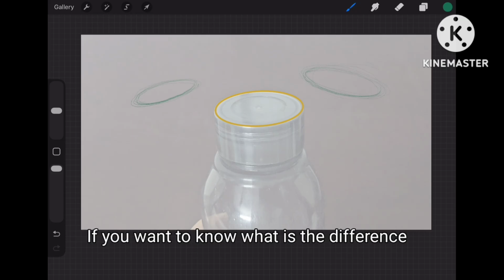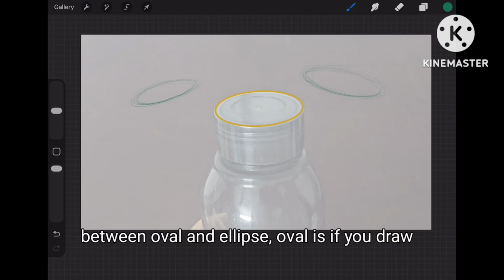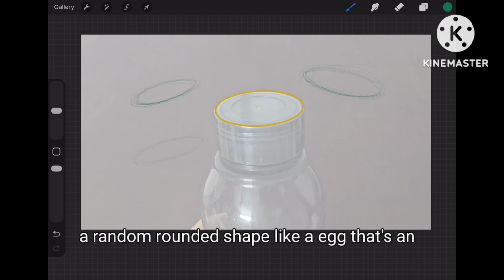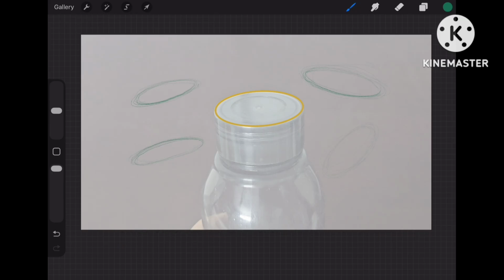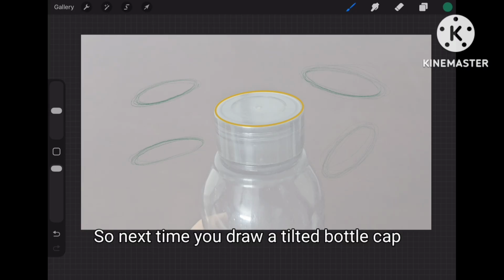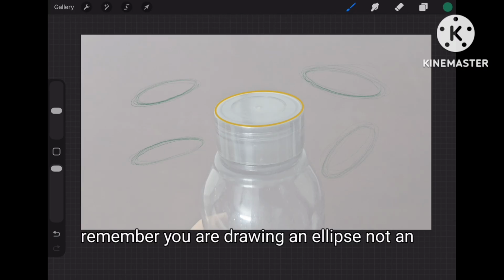If you want to know the difference between an oval and an ellipse: if you draw a random rounded shape like an egg, that's an oval. And if you draw a bottle cap seen from an angle, that's an ellipse. So next time you draw a tilted bottle cap, remember you are drawing an ellipse, not an oval.